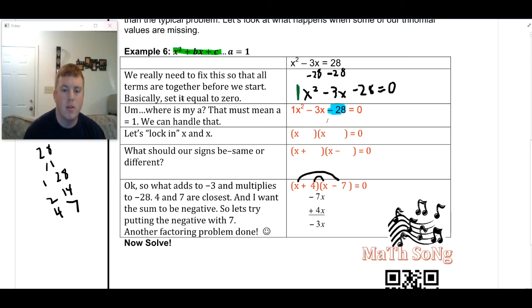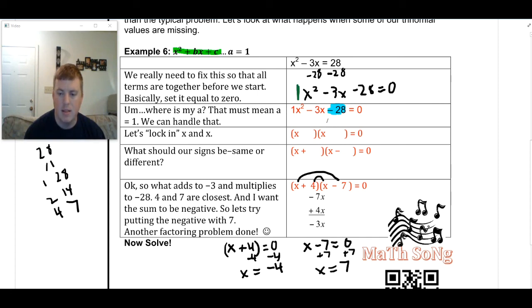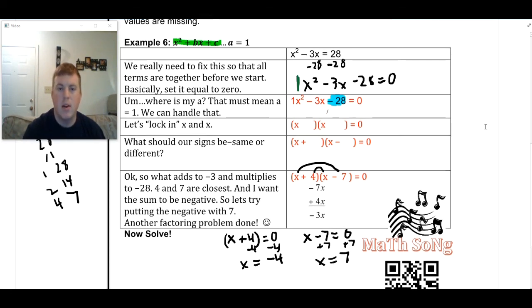Now remember, if we were going to take this one step further and solve it from here, we would set each factor equal to 0. So we would do x plus 4 equals 0 and x minus 7 equals 0. We would subtract 4 from this side, and we would get x equals negative 4. And on this one, we would add 7 to both sides and get x equals positive 7. So those would be our 2 answers.